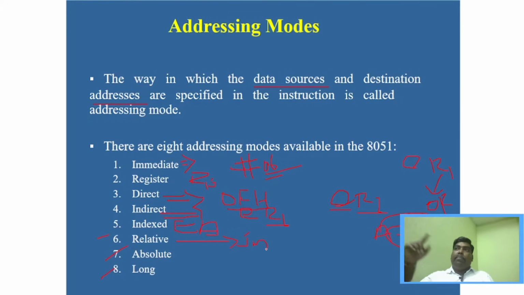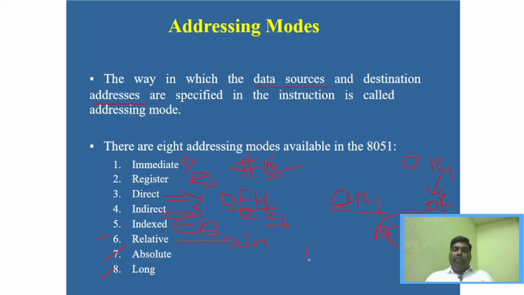Whenever we need to jump, this will be used for the jump instruction. For that, we have to know from which address to which address we have to jump. So that address will be calculated by using relative addressing. So you'll have an offset value. Based upon the offset value, it will calculate and it will jump.